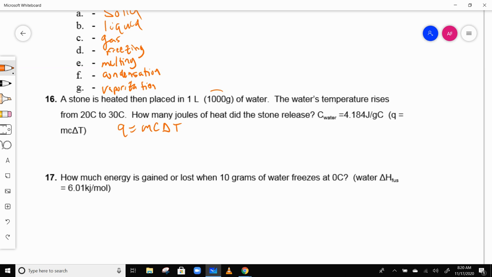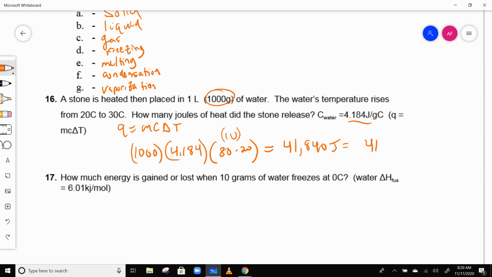So the mass of the water is 1,000 grams. The C of the water is 4.184. And the delta T of the water is 20 to 30, so 30 minus 20, that's 10. So it's basically 10,000 times 4.184, or 41,840 joules, which is 41.84 kilojoules.